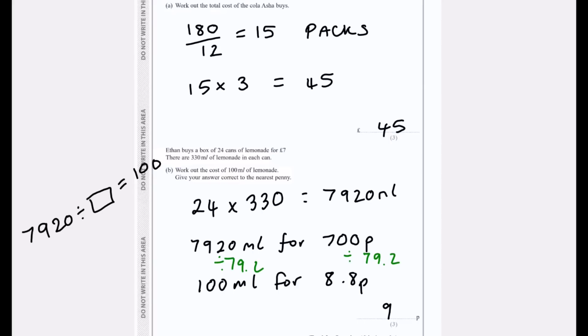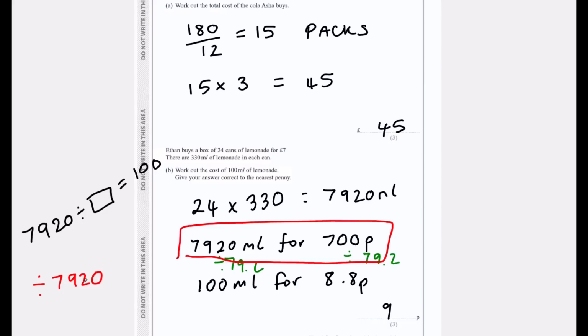What I could have also done from this stage, I could have said I'll work out the cost for 1 milliliter, which would be dividing by 7,920. And then once I've got 1 milliliter, times it by 100. It's exactly the same thing, just in 2 steps.